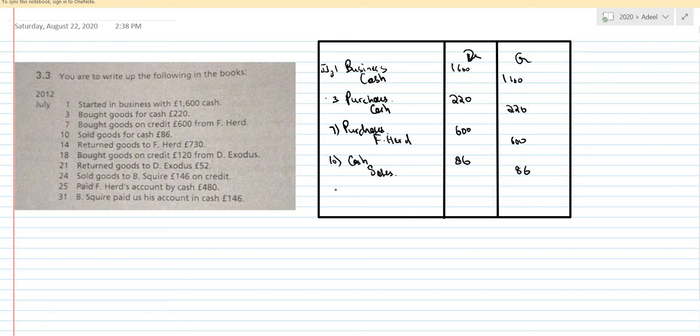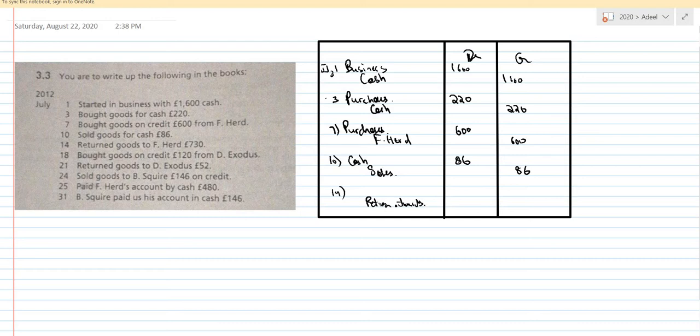14th. Return goods to F Herd for 730. The goods would be credited. What's the term? Return outwards. Very good.